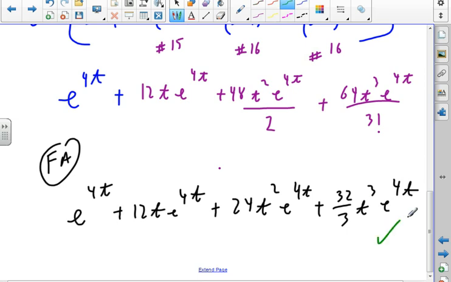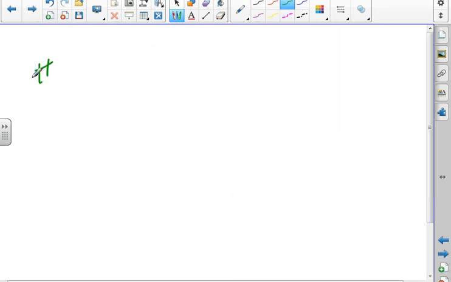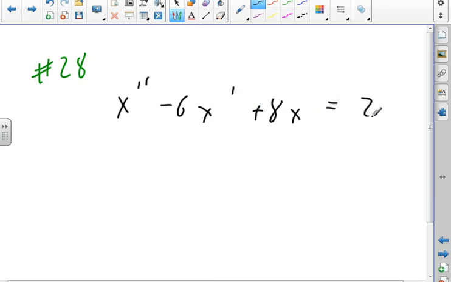Okay, now we're skipping the 20s. The 20 to 26. So we're going to look at 28 next. Number 28. x double prime minus 6x prime plus 8x is equal to 2. x at 0 and x prime at 0 are 0.